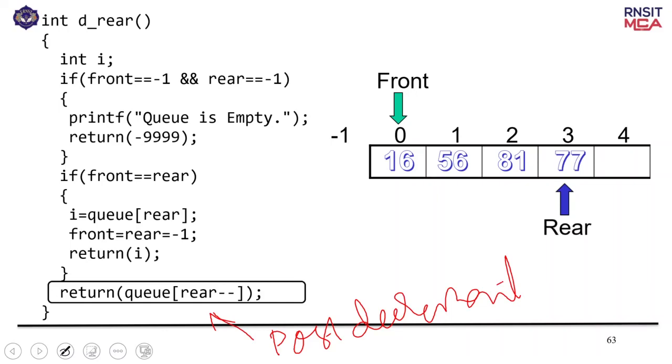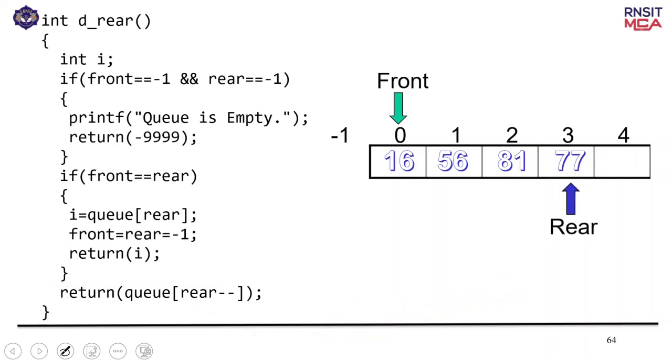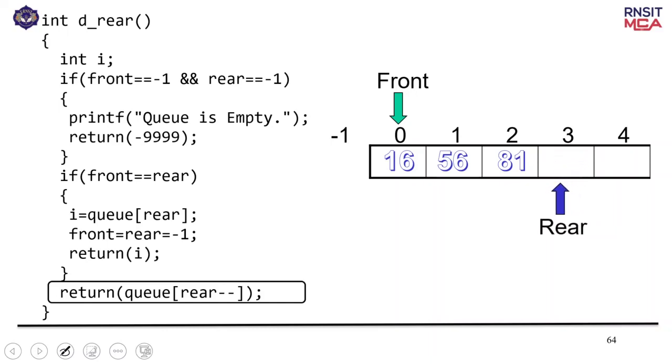Okay. So next, you call the delete rear function again. Now you check whether front is equal to -1 and rear is equal to -1. No. Are front and rear in the same position? No, they are not in the same position. Return Q of rear, then rear minus. Q of rear will be returned and then rear will be decremented. So this is how it is done.